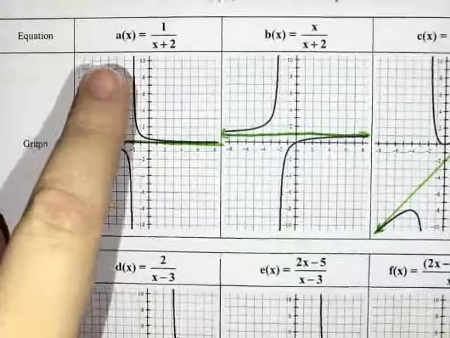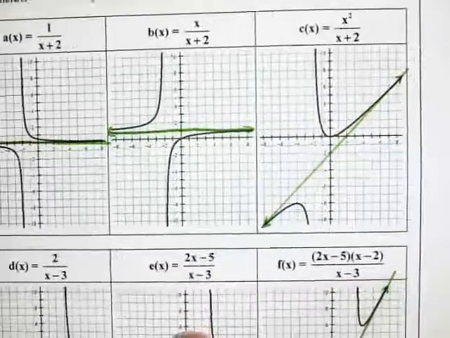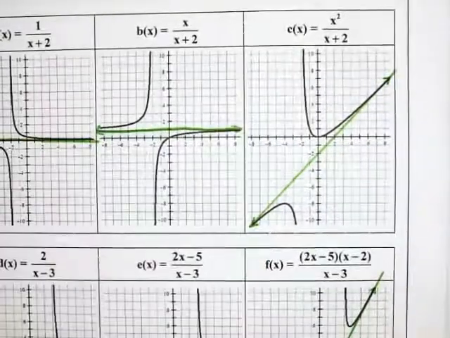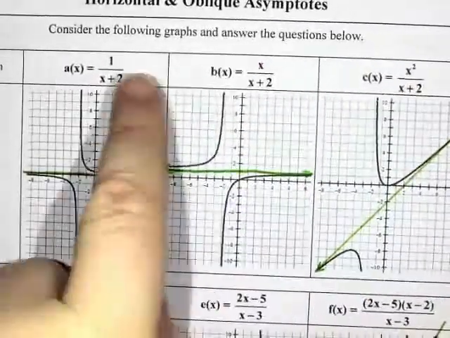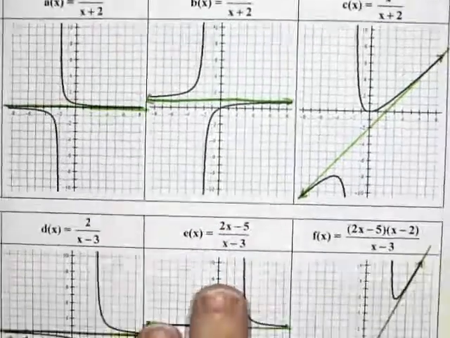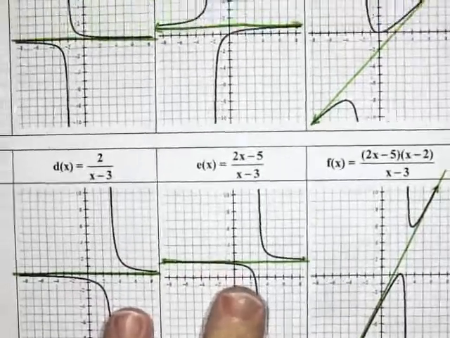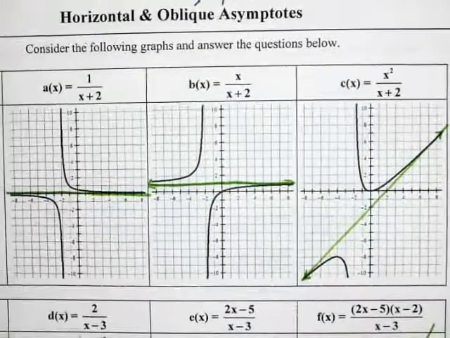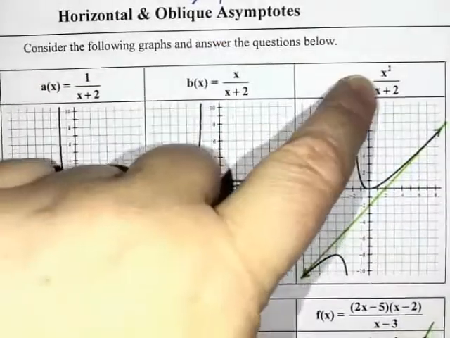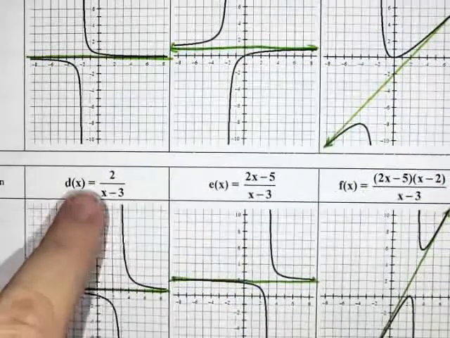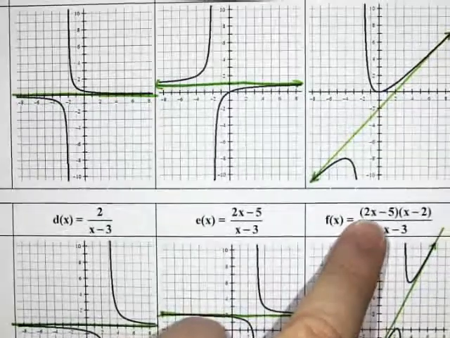These three all have the same denominator, x plus 2, x plus 2, x plus 2. And these three all have the same denominator, x minus 3, x minus 3, x minus 3. What's different are the numerators. This one had a 1, this one had x, this one had x squared. This one here had a 2, this was 2x minus 5, and then this was 2x minus 5 times x minus 2.